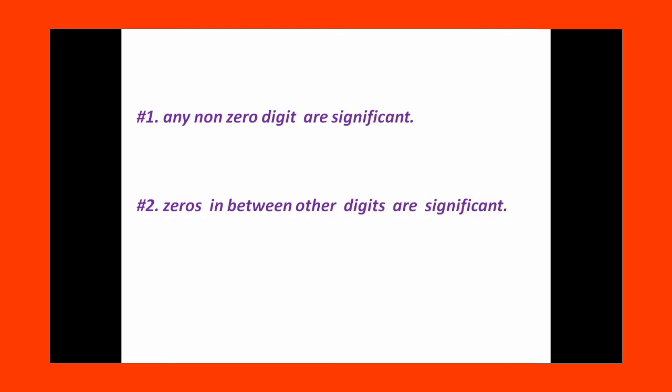Rule number one says any non-zero digits are always significant. Rule number two: zeros in between other digits are always significant. Now let us explain this idea by using examples.